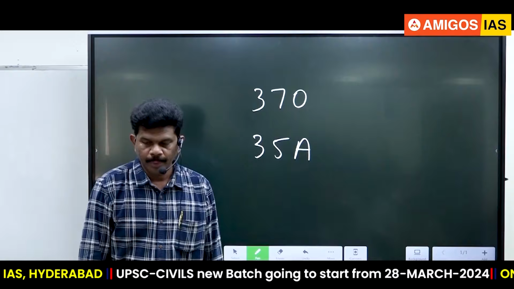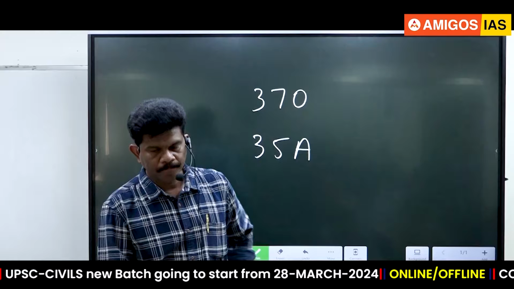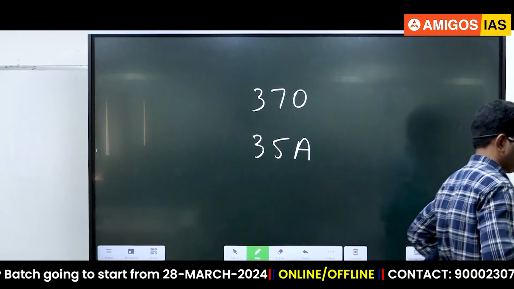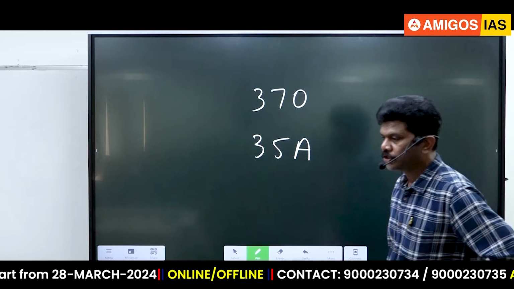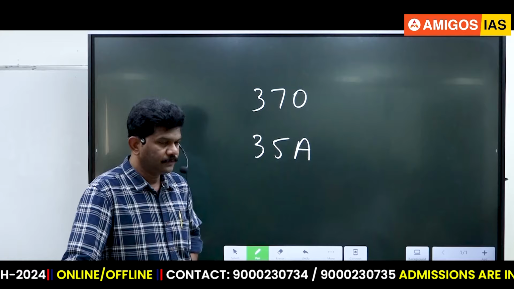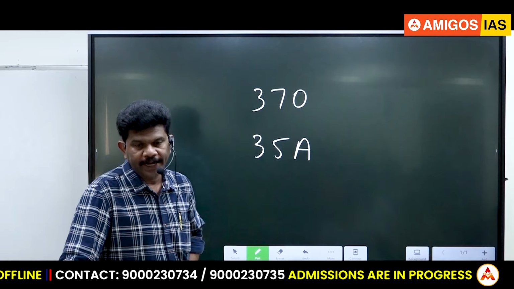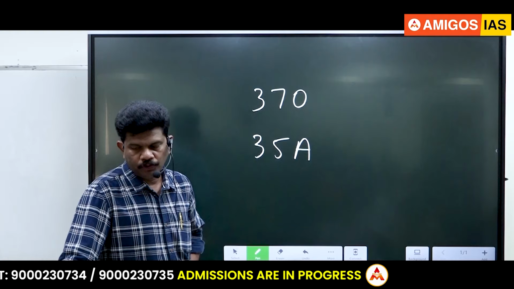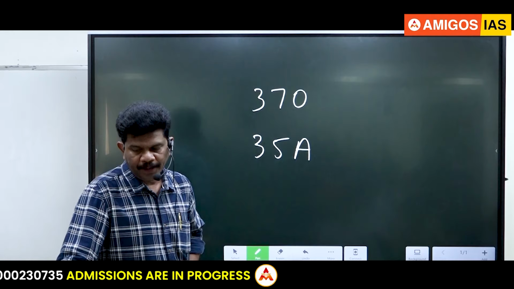In 1954, through a presidential order, 35 capital A was introduced. It granted complete freedom to J&K Assembly to define the permanent citizens of Jammu and Kashmir.